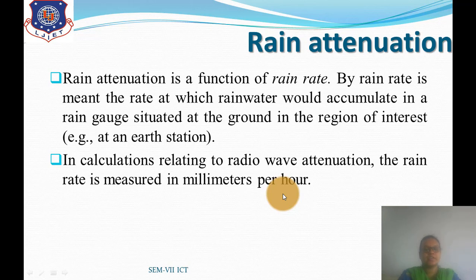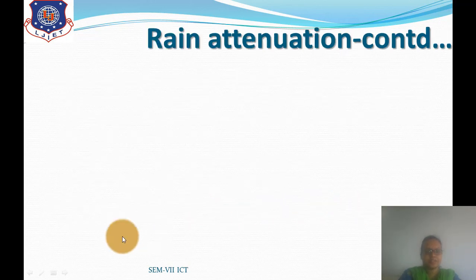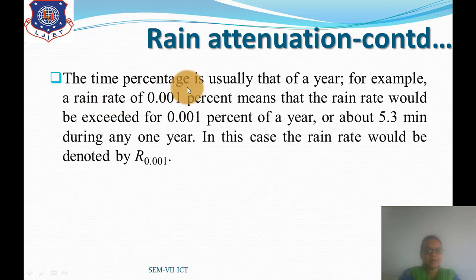Now, as you have seen, rain is measured in millimeters and in inches, right? So, for this range, how much radio wave attenuation occurs will be calculated using rain attenuation. Of interest is the percentage of time that specified values are exceeded. The time percentage is taken as a percentage of a year.